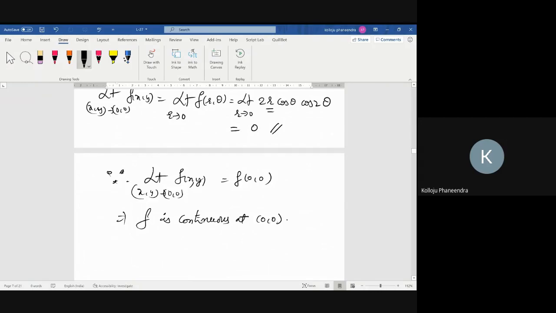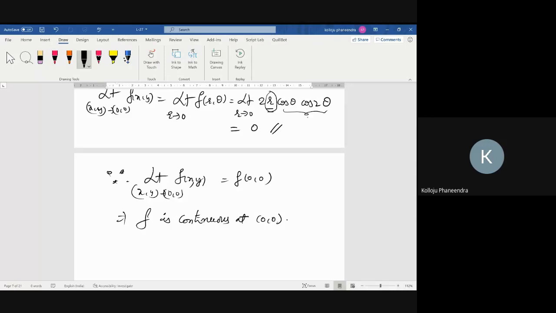For example, if this r is not there, then what does this limit depend on? Theta, where theta is an angle line. Theta equal to 0, theta equal to pi by 3, like that. When theta varies, this limit value also varies. So it depends on theta, then the limit does not exist.